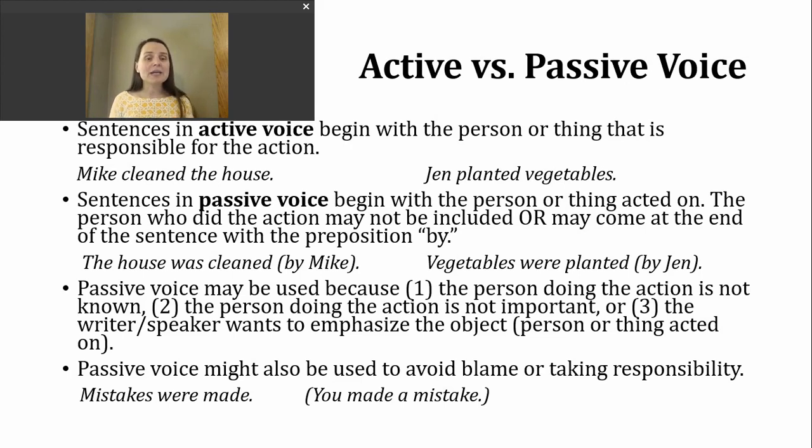So let me show you an example of that. In passive voice, I could say, mistakes were made. We don't know who made the mistakes, just that they were made. If instead I used active voice and I said, you made a mistake, or he made a mistake, she made a mistake, any of those things, that could sound very harsh, might be too direct.